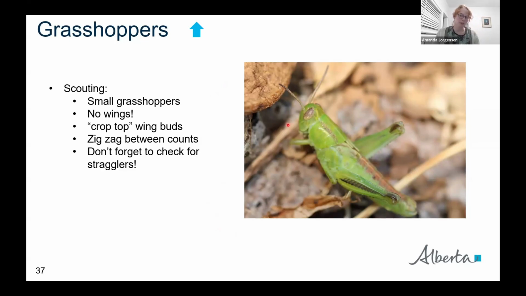And with these smaller grasshoppers as well, it's really important to make sure that you check for stragglers. These guys aren't going to be as mobile as our adult grasshoppers, so it's a bit easier to miss them as they're hopping out of the spot that you're visualizing in the grass. So it's really important when you get to that spot to take a look, move some of that plant material around, and some of those small grasshoppers might actually not have even left that area as you approached.